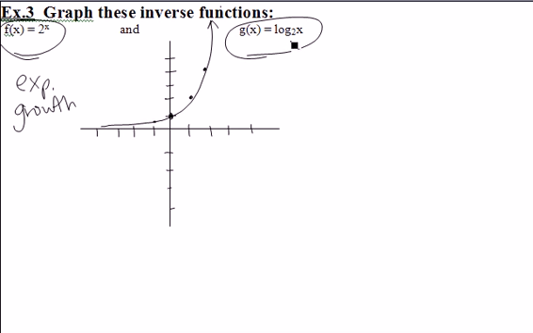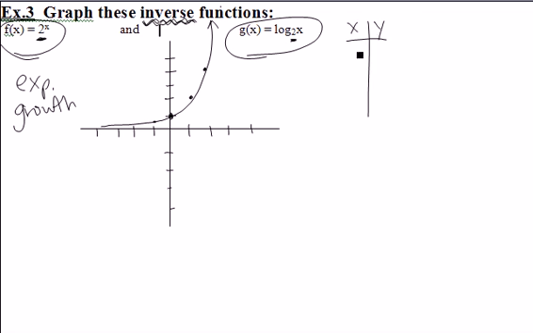Well, notice that this is also in base 2. We've got a base of 2 over here as well. But this is a log function. Now, log functions are supposedly inverses of exponentials, and we'll see why that is in just a moment. But let's just make a table of values here, and let's be strategic in our choosing of numbers.